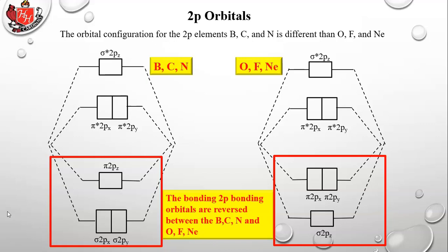You just need to be sure that when you draw the diagram, you use the correct one of these diagrams. If it's boron, carbon, or nitrogen, you use the diagram on the left. If it's oxygen, fluorine, or neon, you use the diagram on the right.